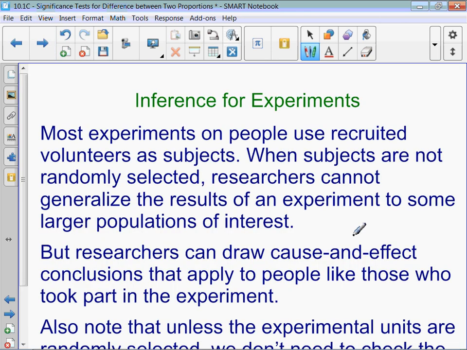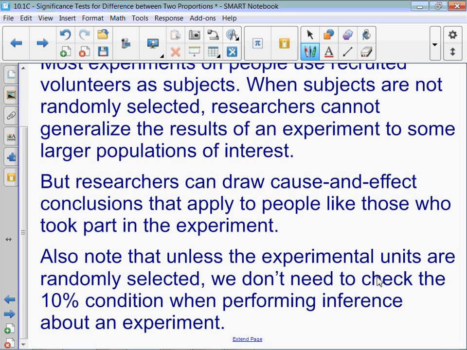So another important thing to note, inference for experiments. Most experiments on people use recruited volunteers as subjects. So when subjects are not randomly selected, researchers cannot generalize the results of the experiment to some larger population of interest. It can only be generalized to people like those in the study. Okay, we can draw cause and effect, but again, only to people like the people in the study. Also note that unless the experimental units are randomly selected, we don't need to check the 10% condition when performing inference about an experiment. Okay, so look and see if they're randomly selected.